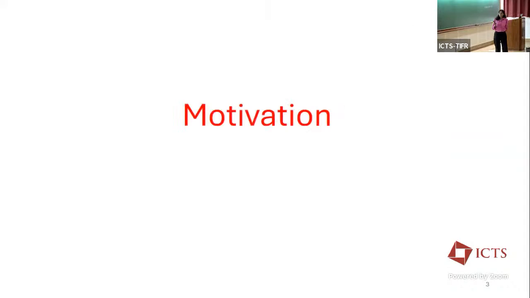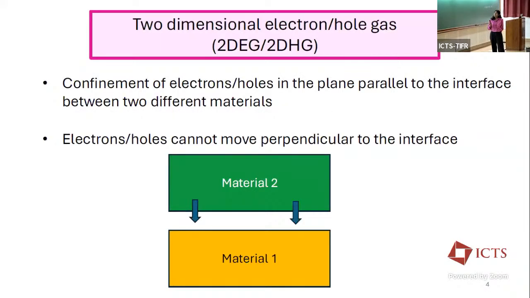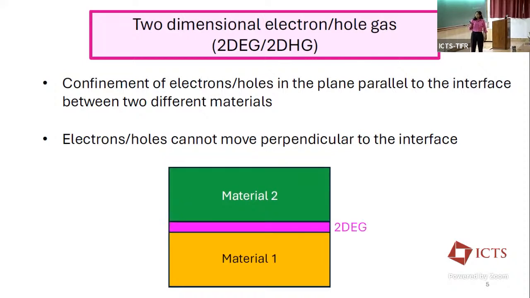So the motivation for studying silicon-silicon germanium interfaces and two-dimensional electron and hole gases, I'll first introduce two-dimensional electron and hole gases. Suppose you have two materials, for example, one semiconductor, and you bring another material on top of it and join them together. Then you can actually have a two-dimensional electron gas at the interface. So it's basically confinement of electrons or holes in the plane parallel to the interface, but these electrons or holes cannot move perpendicular to the interface.